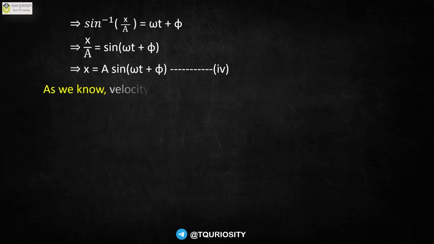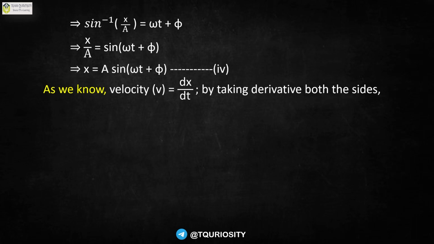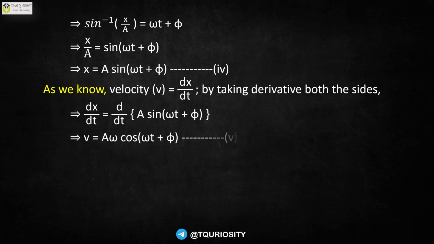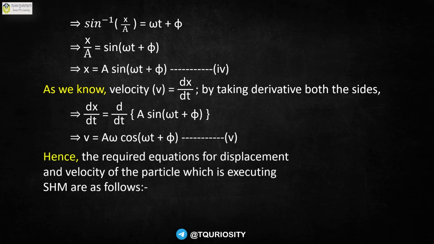As we know, velocity v is equal to dx by dt. So by taking the derivative on both sides, we can write dx by dt is equal to the derivative of a sine of omega t plus phi, which is v is equal to a omega cos of omega t plus phi. Make this as equation 5. Equation 5 is the velocity as a function of time. Hence, the required equations for displacement and velocity of a particle which is executing SHM are as follows. Displacement x is equal to a sine of omega t plus phi and velocity v is equal to a omega cos of omega t plus phi.